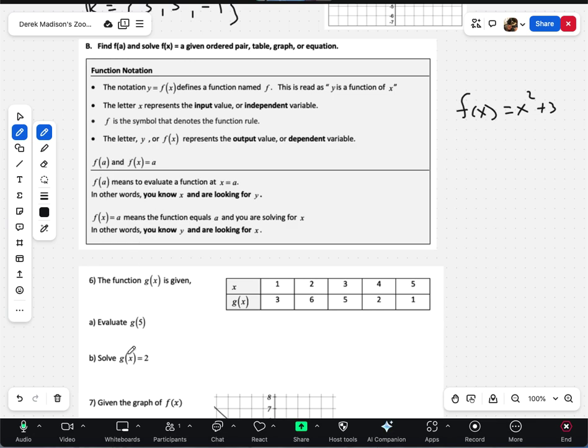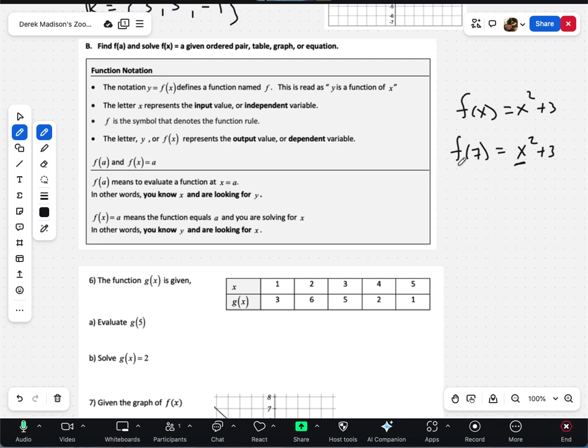And we'll see a bunch of examples with this. If we're evaluating a function at a value like f of a, where a could be a number or an expression, it means to evaluate the function at x equals a. So for instance, if this said f of 7, that means we would be plugging 7 in for that x right there. So that the x is being replaced by 7. If we have f of x equals a value, then that means you know the y side, and you're solving for an x.